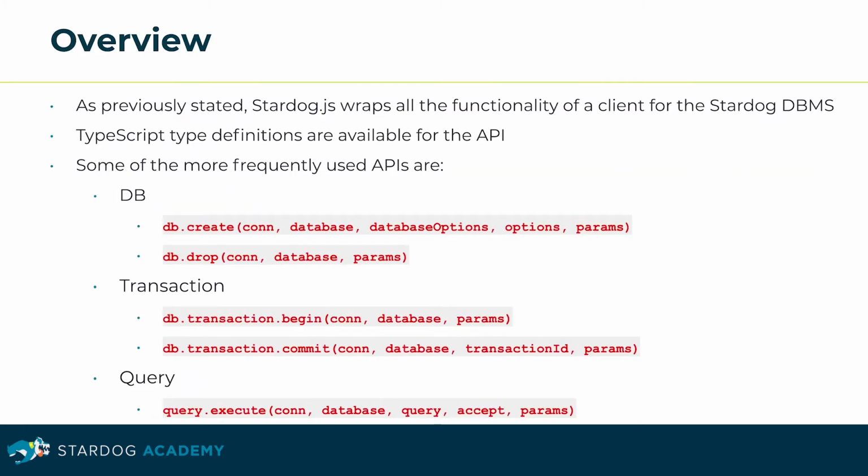As previously stated, Stardog.js wraps all the functionality of a client for the Stardog DBMS. TypeScript definitions are available for the API. Some of the more frequently used APIs are database creation or drop, transaction begin or commit, and query execution. This concludes the section on introducing you to Stardog.js.